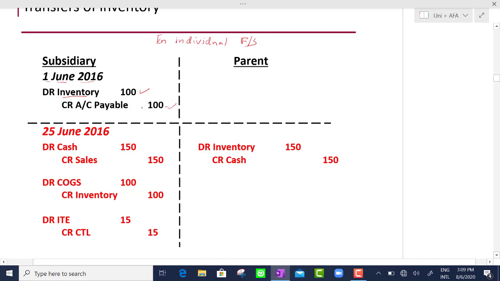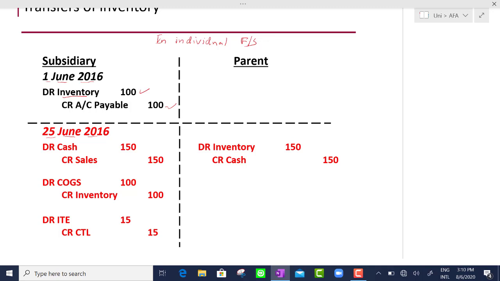So when the subsidiary company records this, on the day of purchase its inventory account is debited and cash or creditors control account is credited. So the purchase is fine. There is no error in that. Then it says on 25th of June 2016 this stock has been sold to the parent company for 150. I repeat, we are recording in individual financial statements. How do we record?